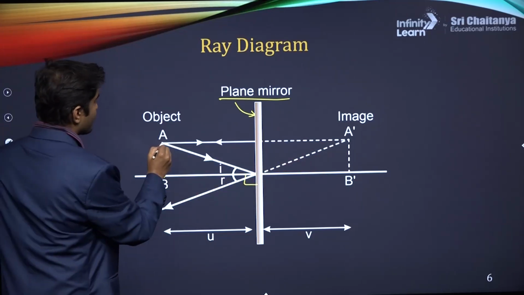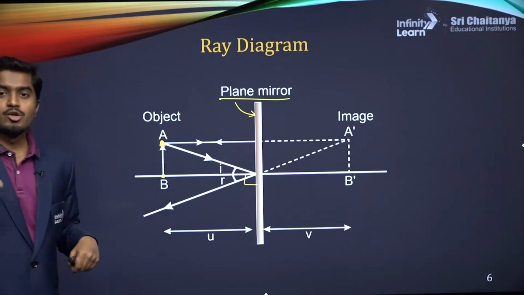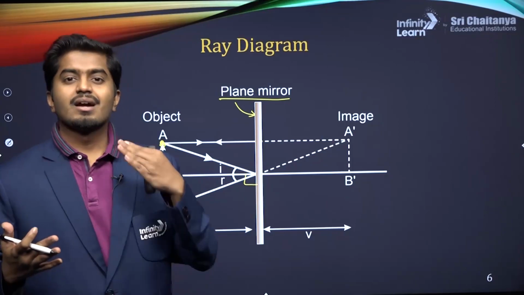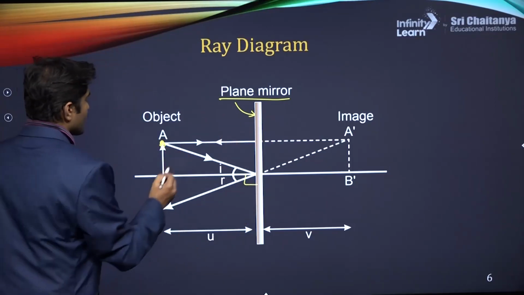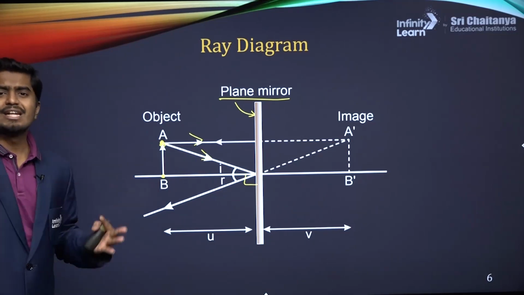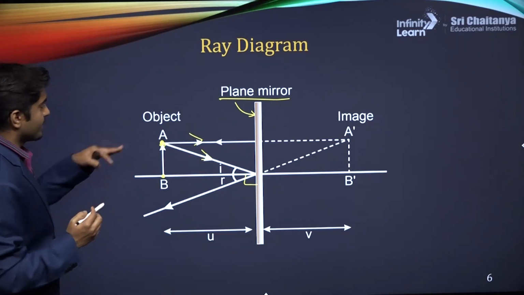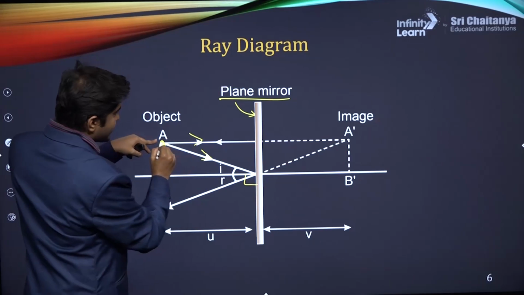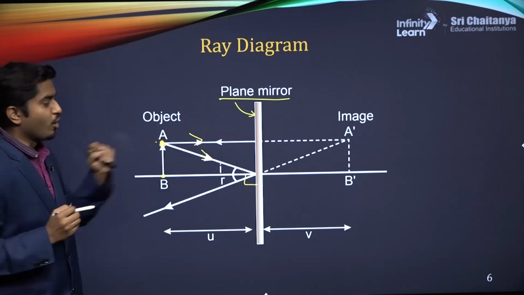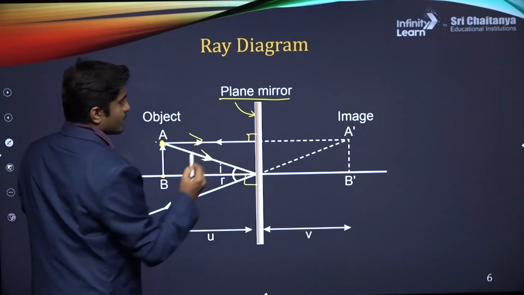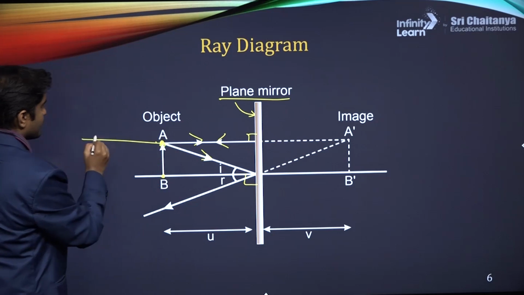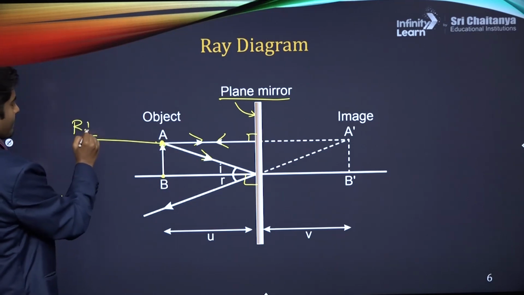Now, from this point A, you can consider any two rays. There can be an infinite number of rays coming out from this point A. You just have to consider any two rays. Any two rays will be sufficient. So the first incident ray is along the normal. So there is a normal here. So what will happen? This would be the reflected ray.